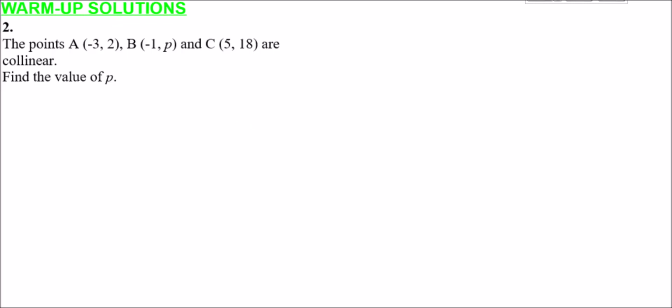Question 2, we've got 3 points, A, which is minus 3, 2, B, which is minus 1, P, and C, which is 5, 18, and they're collinear. Find the value of P. If you're with me for the last video, or from last lesson if you can recall, we mentioned this word collinear. All it means is if 3 or more points, in fact, any number of points, are collinear, it just means you could draw a straight line going through them.